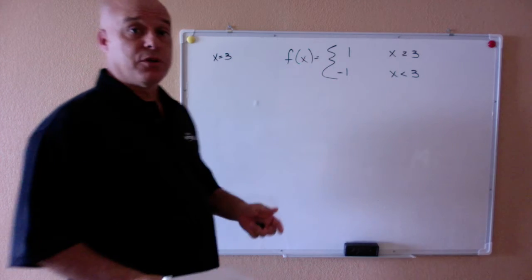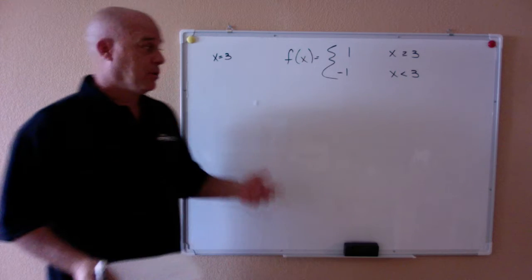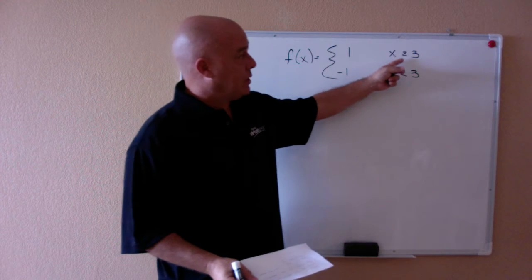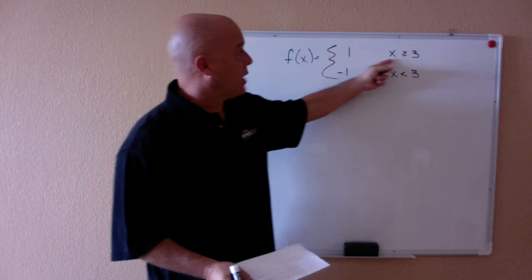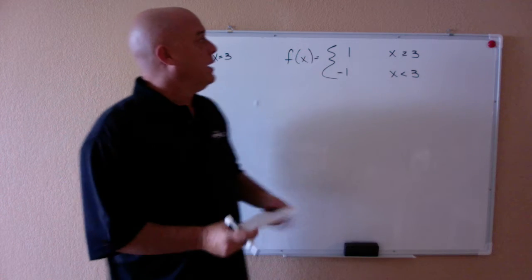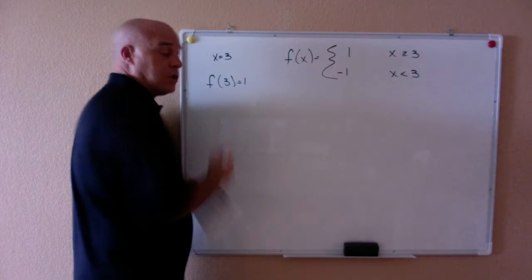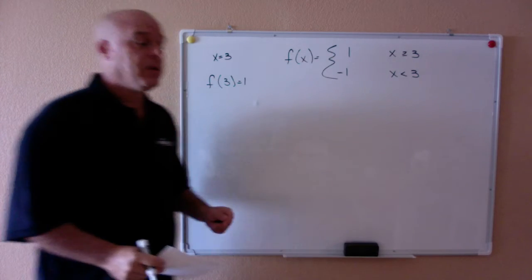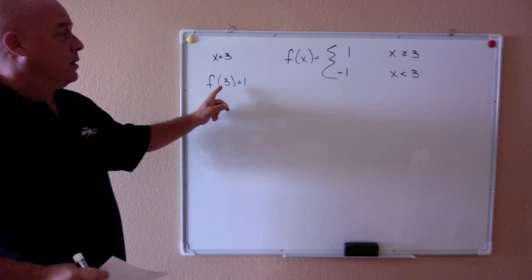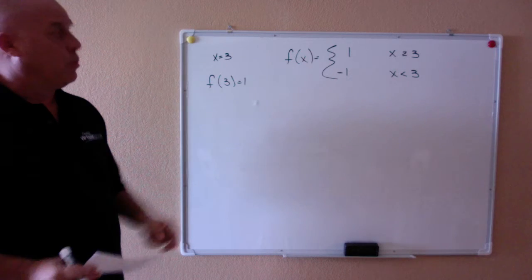So first of all, is the function defined when x equals 3? I look at my function here, and when x equals 3, I'm using the top function, and sure enough, it tells me that f of 3 is equal to 1. So the first condition is satisfied. I'm able to say that the function exists at the point that I'm interested in.